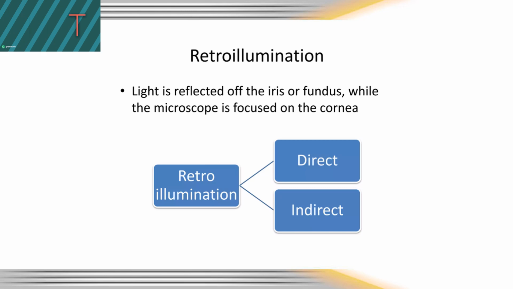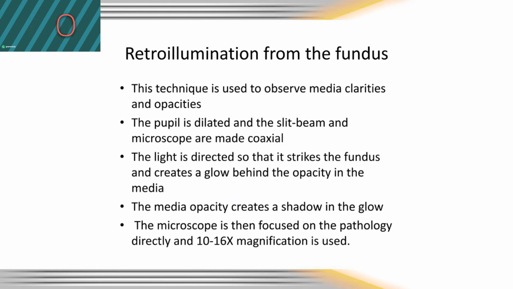Retroillumination means that light is reflected off the iris or the fundus when the microscope is focused on the cornea. This technique is used to observe media clarities and opacities. The pupil is dilated and the slit beam and microscope are made coaxial. The light is directed so that it strikes the fundus and creates a glow behind the opacity in the media. The media opacity creates a shadow in the glow. The microscope is then focused on the pathology directly and with 10 to 16 magnification is used.